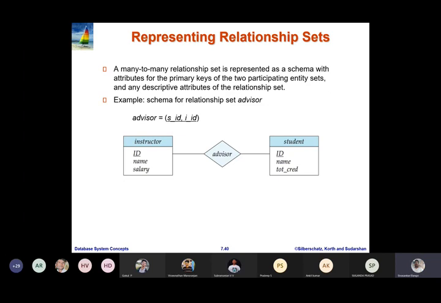Right. So, for example, we have a relationship set advisor. An instructor is an advisor of a student entity set. So the primary keys of the participating entities in this relationship advisor are going to be instructor ID and student ID. Right. So actually, my voice is breaking up.